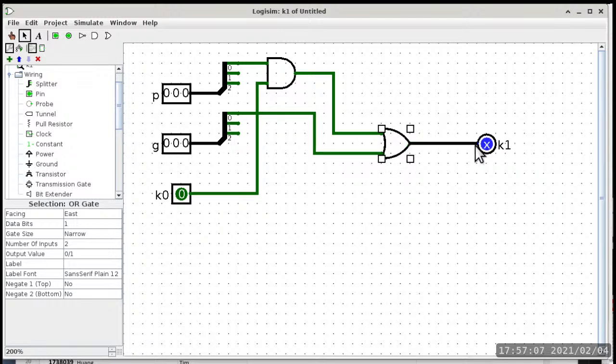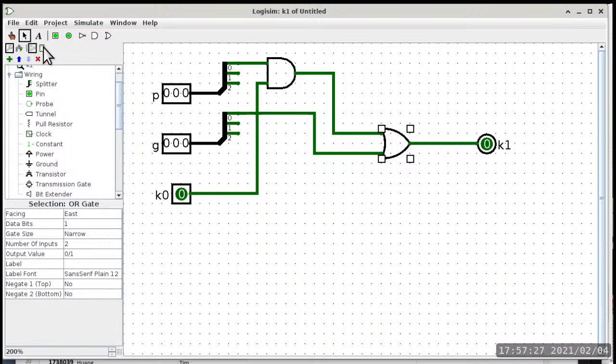And this is how we make K1 as a subcircuit. You can test it if you want to, but when you are testing this, you have to remember that this is P and this is G. They are not X and Y. That's the important part when you want to test this particular subcircuit.